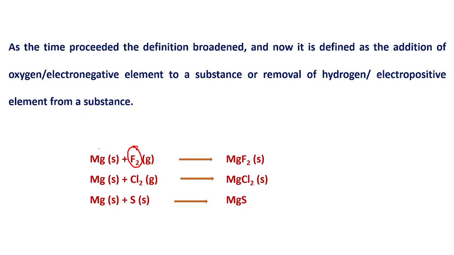And electronegativity is comparable. Comparable means we have to compare between these two, which is more electronegative and which is less electronegative. So if the addition of an electronegative element is happening to an electropositive element, then that is known as oxidation.